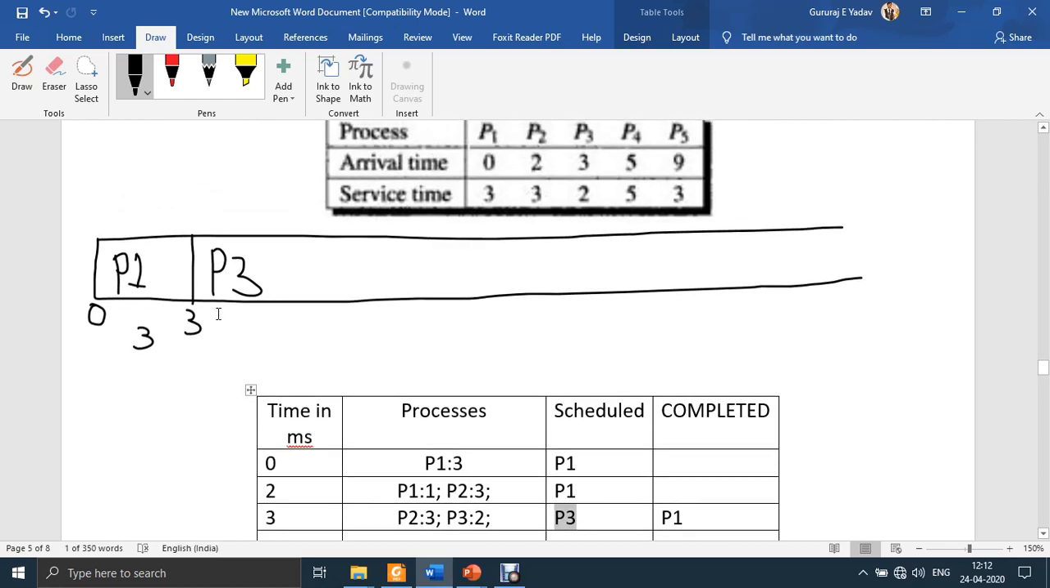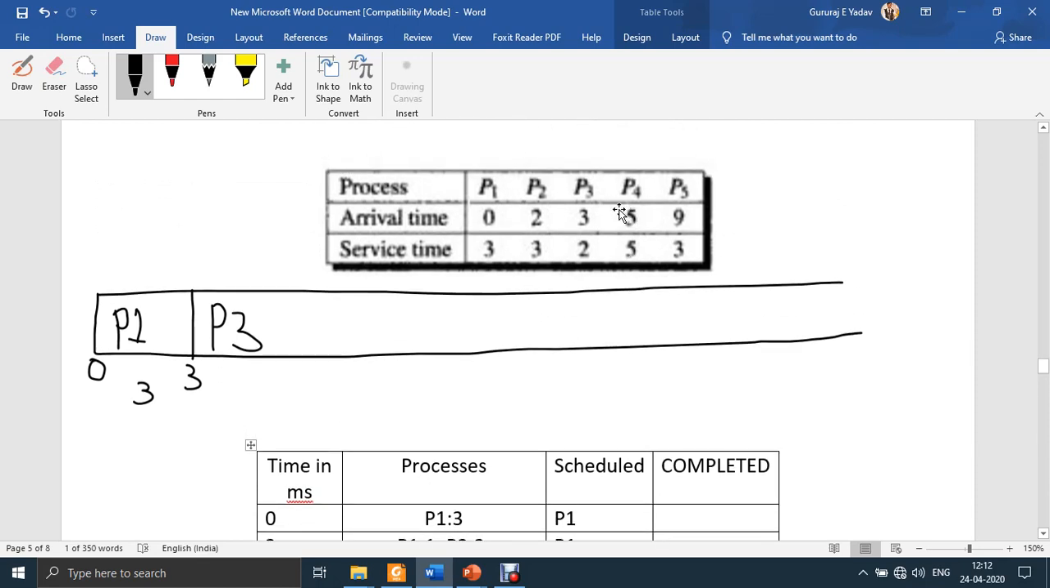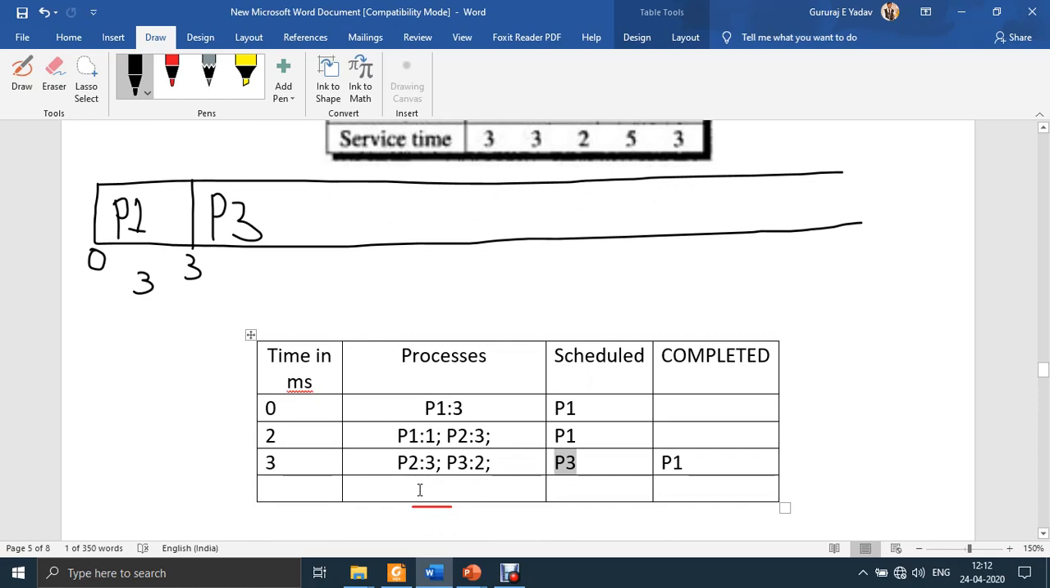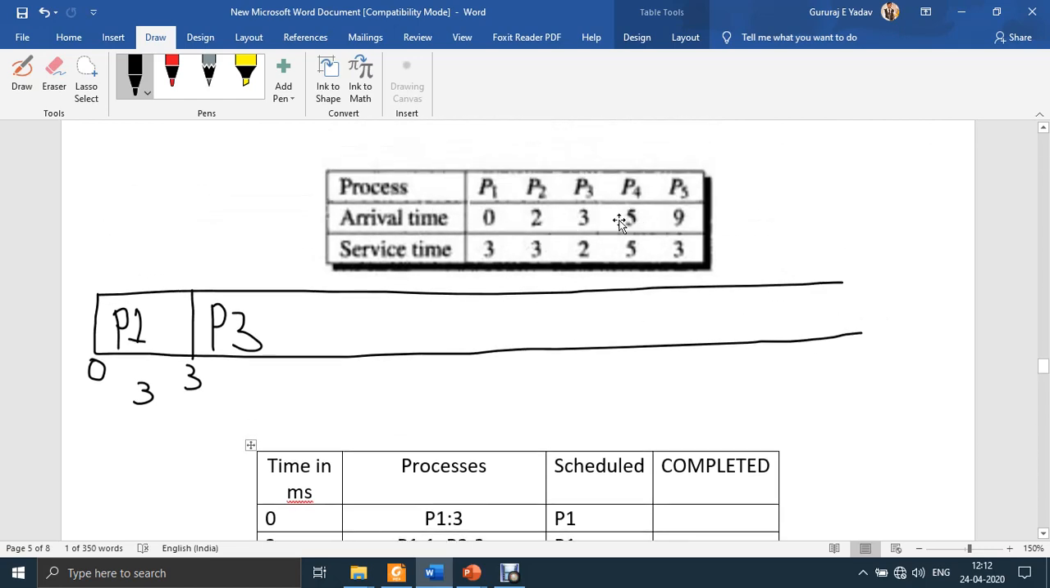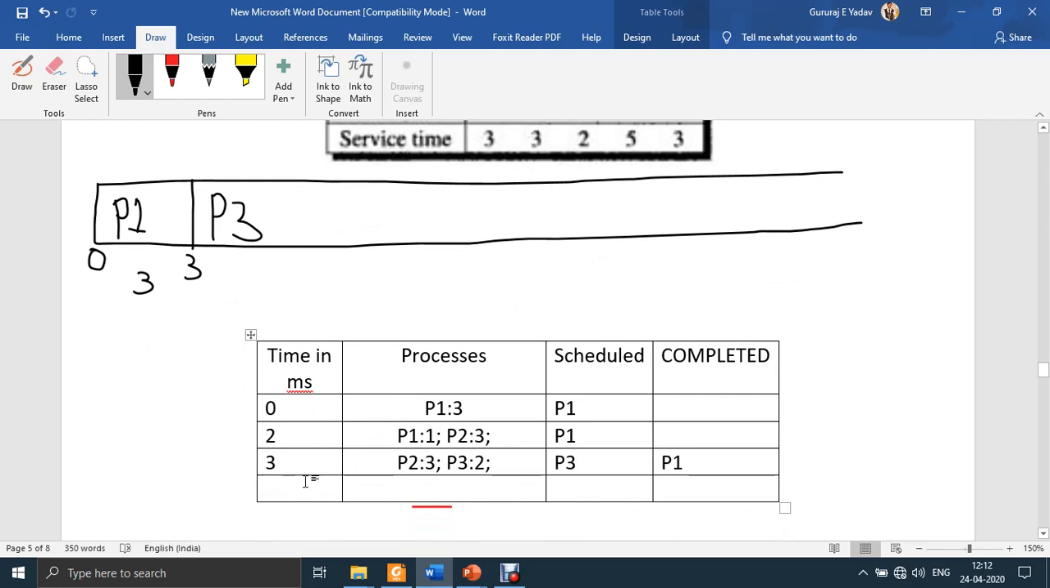Till what time do you give it the chance to execute? That depends on when the next process arrives which is ready to execute. Because remember, in preemptive shortest job first, the ready queue will only be sorted whenever a new process arrives. Until then, the ready queue will not be sorted. That is why I'm considering the arrival times. Based on the arrival time, I have to check which processes are present in the system and give the chance to the one with the least completion time. The next process is arriving at 5 milliseconds, so I'll consider the next time interval at 5 milliseconds.